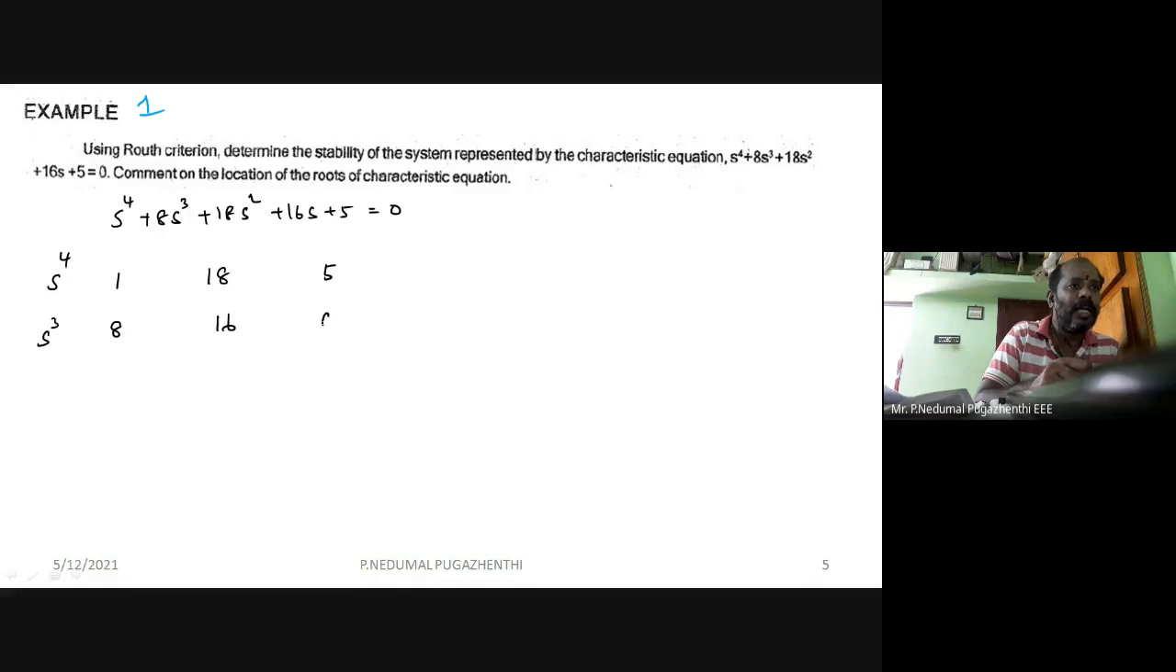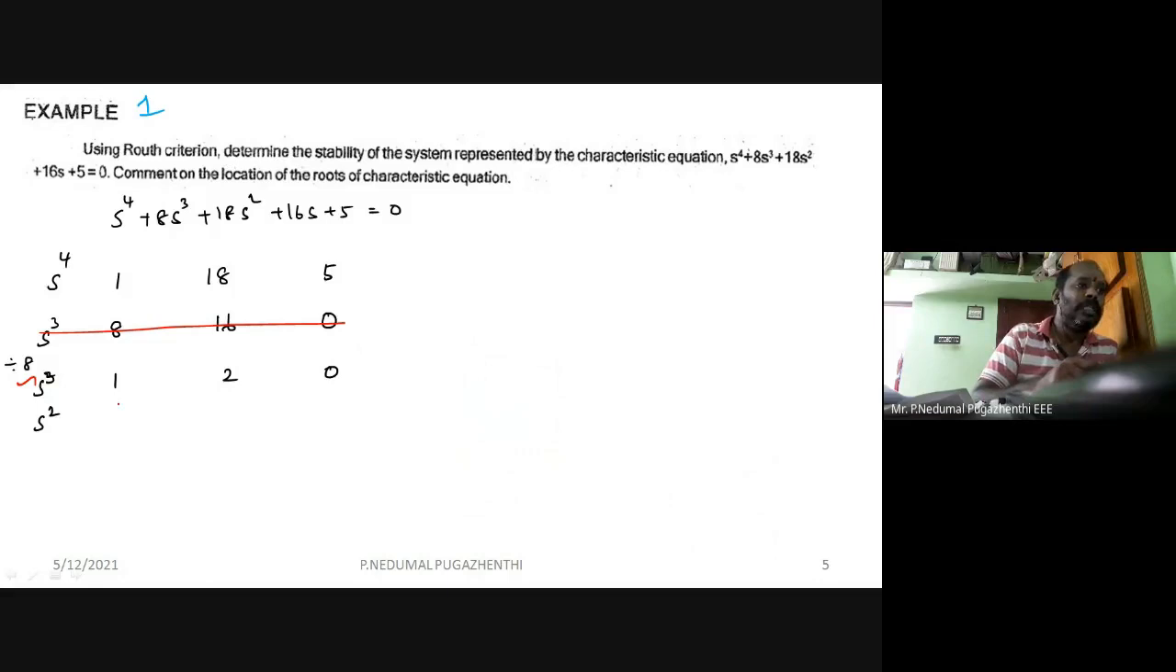Now I will go to s squared. How to find s squared? I can simplify the s cube row by dividing by 8, making it 1, 2, and this is going to be 0. So for s squared, I will take this s cube row instead: 1, 2, 0. Now, what is s squared?